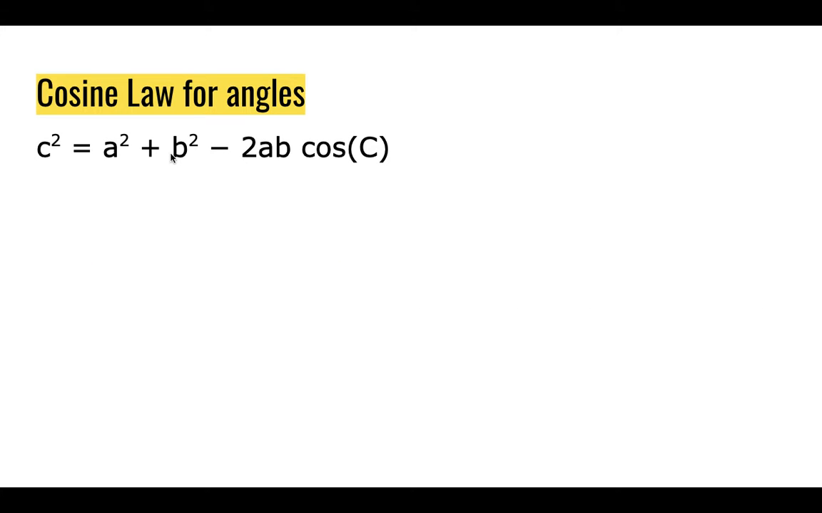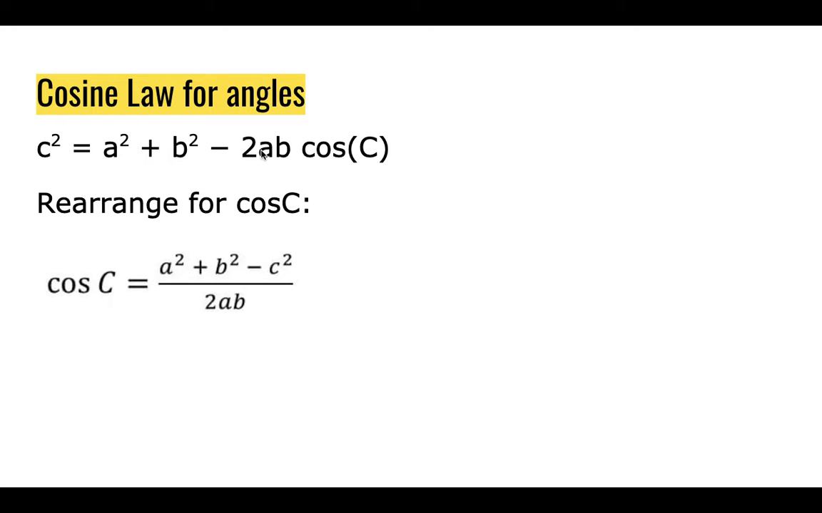So to use this to find angle, we need to get cosine C all by itself. So you can imagine I need to get rid of a squared and b squared first by subtracting them and then dividing by negative 2ab. You can write down all those steps if you'd like, and I'm happy to go through them for you. But the final equation becomes this.